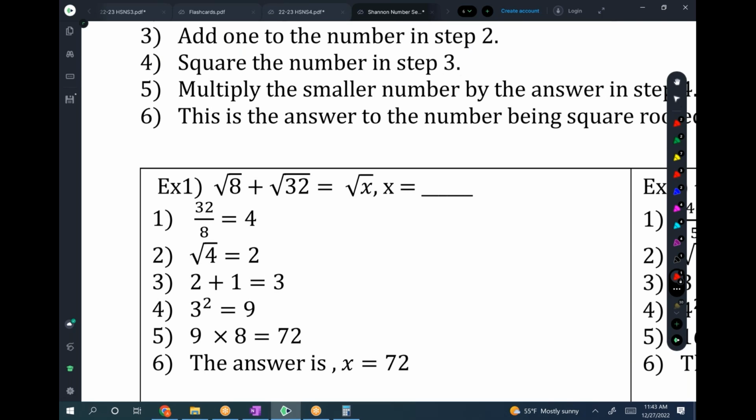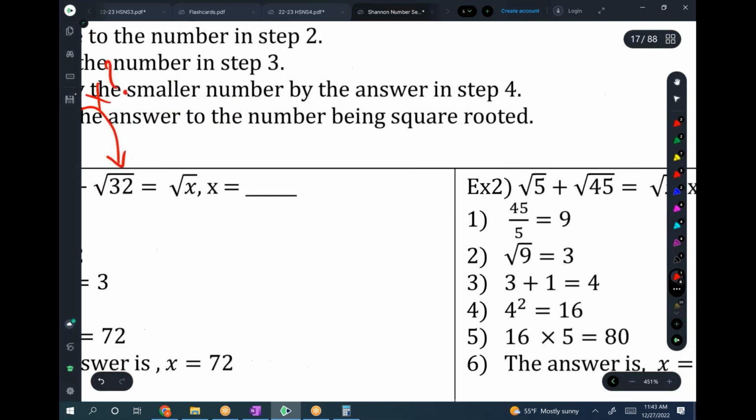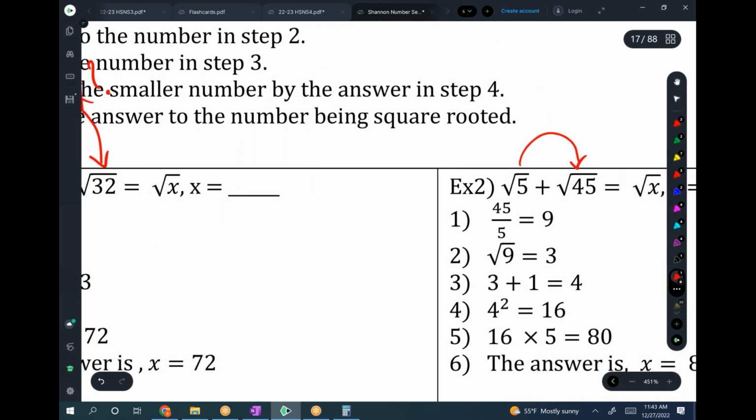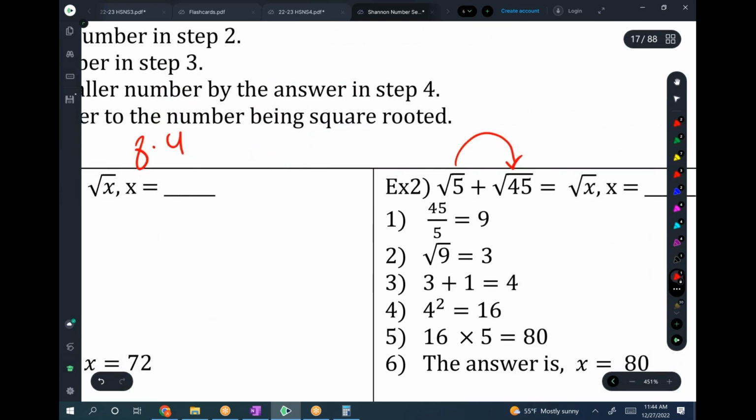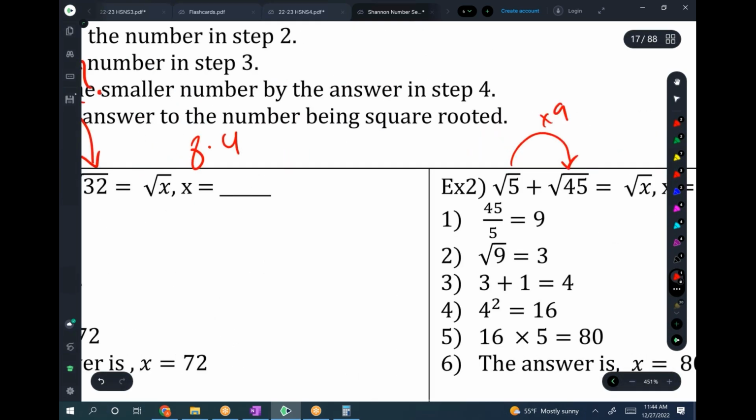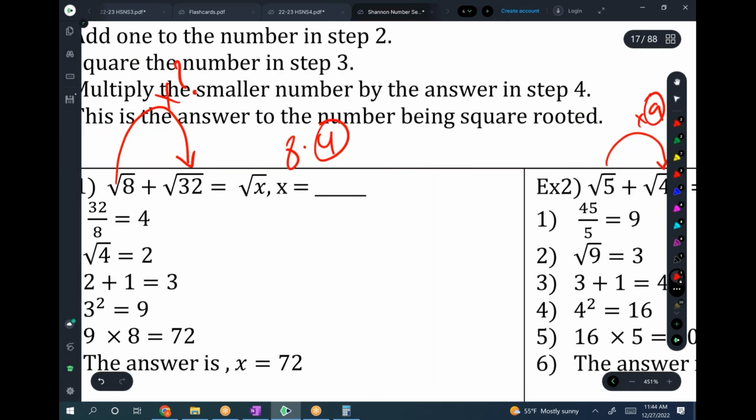All right, the first thing you need to notice is that this is a multiple of this, yeah? And this is a multiple of this. And you will also notice that it's a multiple of a square, right? So you can say 8 times 4 makes 32, right? And look at this one. 5 times 9 makes 45. And 4 and 9 are squares. And that's going to be important in a minute, okay?